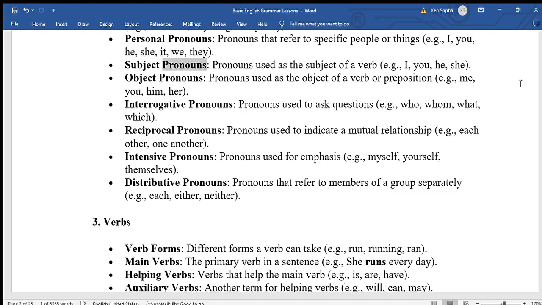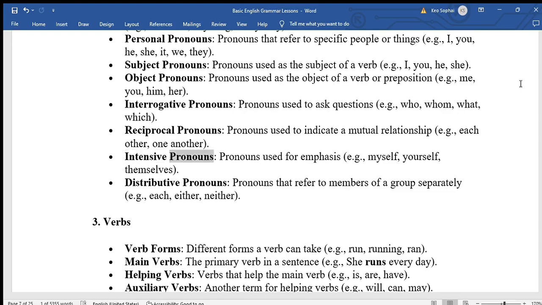Subject pronouns, pronouns used as the subject of a verb. Example, I, you, he, she. Object pronouns, pronouns used as the object of a verb or preposition. Example, me, you, him, her. Interrogative pronouns, pronouns used to ask questions. Example, who, whom, what, which. Reciprocal pronouns, pronouns used to indicate a mutual relationship. Example, each other, one another.